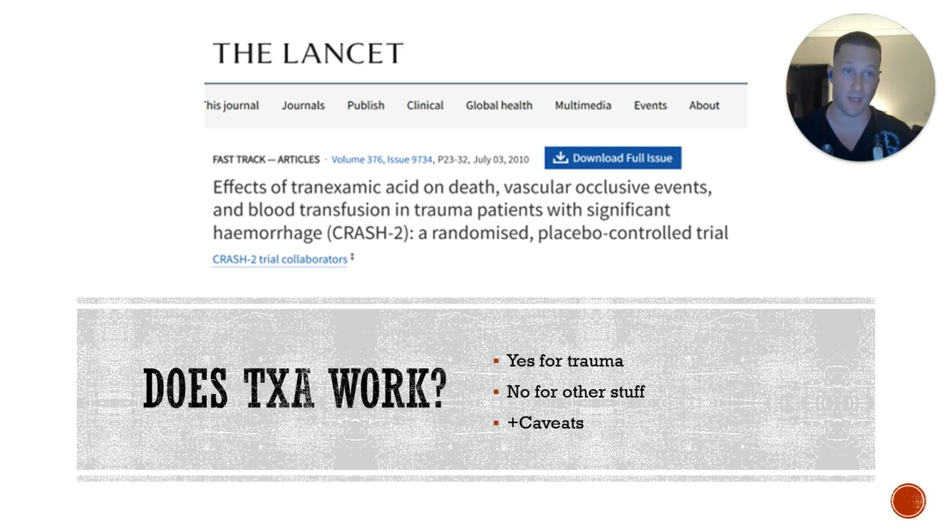This was a massive study, 20,000 patients, so lots of data, essentially. Cool. There you go. CRASH 2. Now you know it forever.